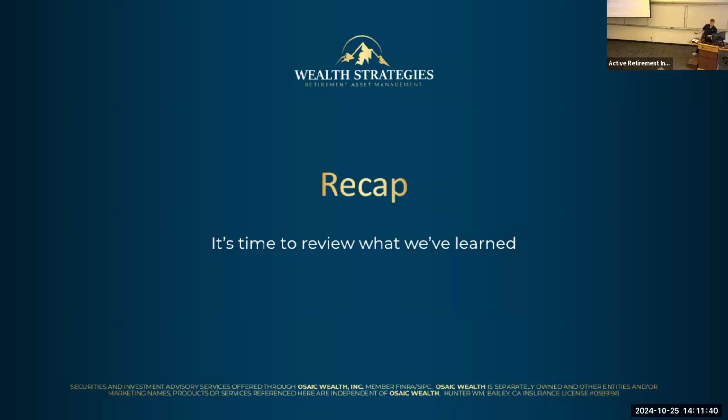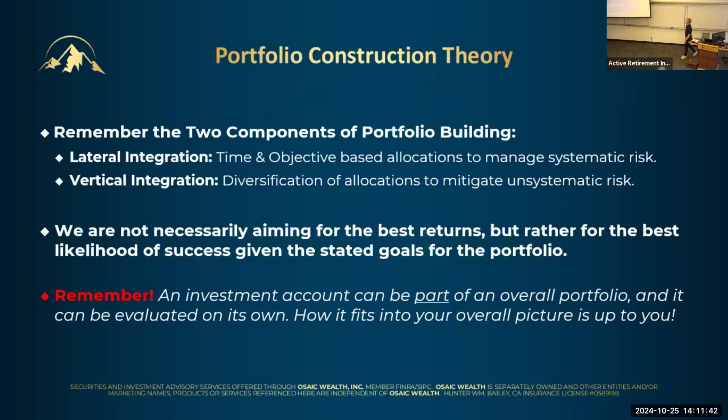Yeah. So let's get back to the beginning. Remember the two core components of portfolio building: lateral integration and vertical integration. You remember, lateral integration has to do with our timeframes and our objective-based allocations to manage systematic risk. You remember what systematic risk is? That's that general market risk. That's just fluctuations, standard deviation, all the general stuff that we're feeling. And then vertical integration: we've got diversification of our allocations to mitigate unsystematic risk.